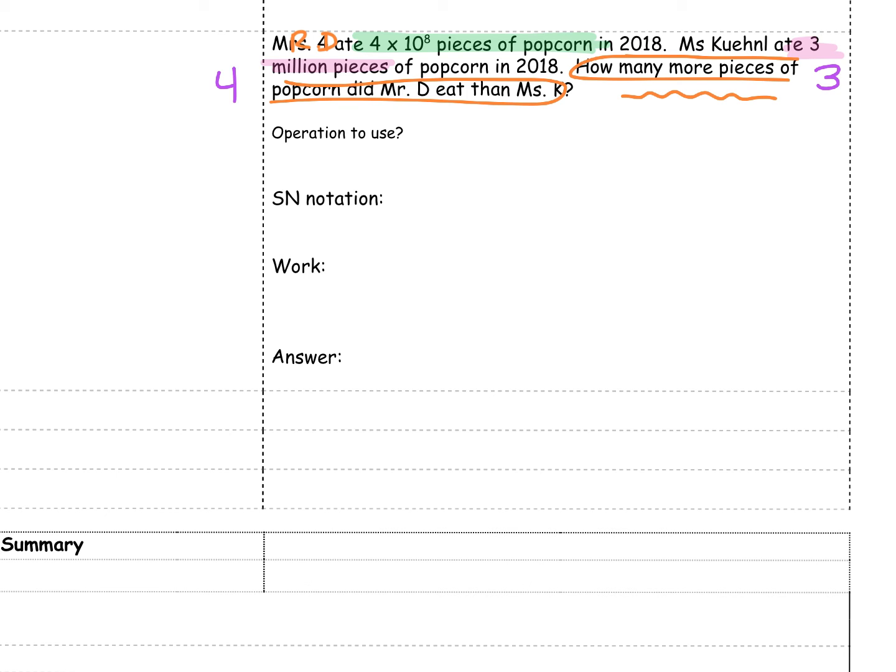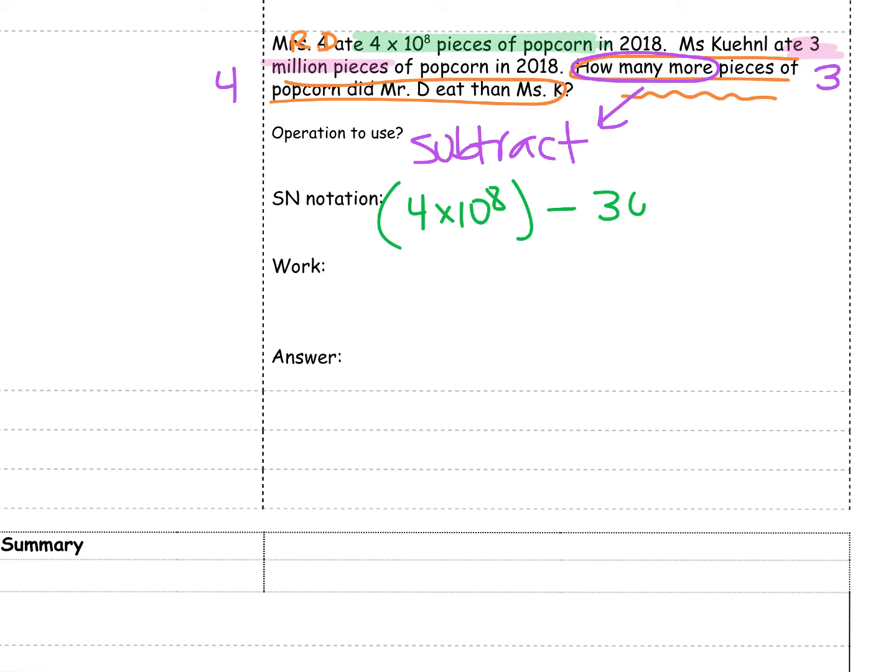Well, he ate 1 more piece because I am going to subtract. When I have easy numbers, it makes me find those operations a lot easier. I know 4 is 1 more than 3. I figured that out by subtracting. So how many more is a subtracting problem. Now, I need to think about what this is looking like. I'm going to have Mr. D, 4 times 10 to the 8th, minus 3 million, which looks like this.